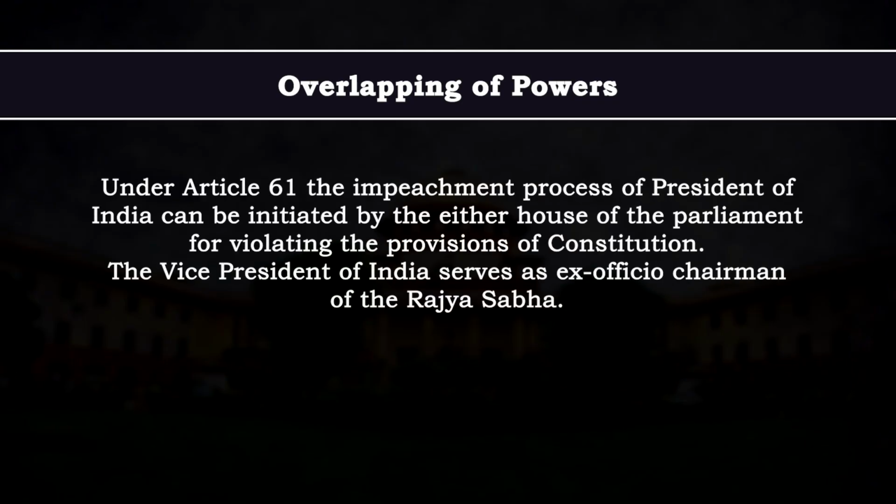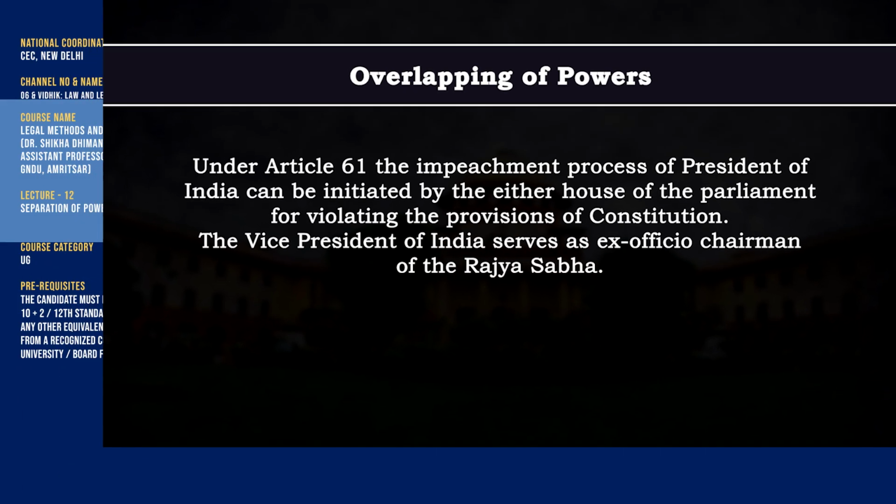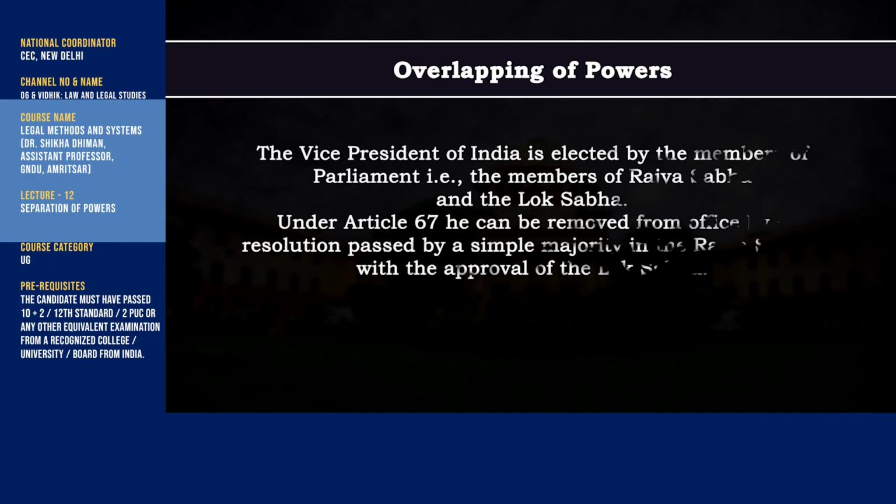Another instance is under Article 61, the impeachment process of the President of India that can be initiated by either house of the Parliament for violating the provisions of the Constitution. The Vice President of India serves as an ex officio chairman of the Rajya Sabha. The Vice President of India is elected by the members of Parliament, that is by the members of Rajya Sabha and the members of Lok Sabha.